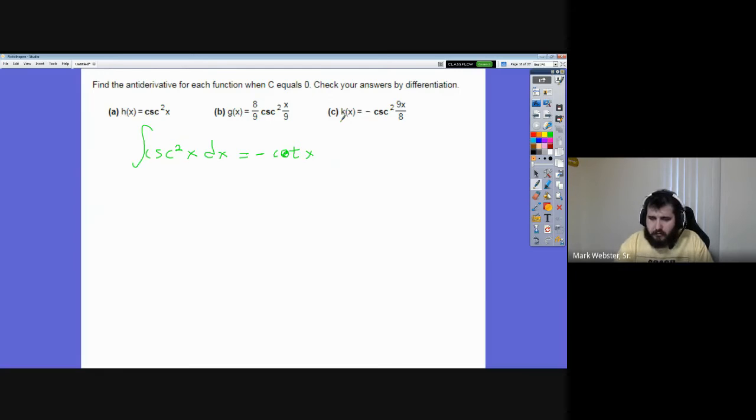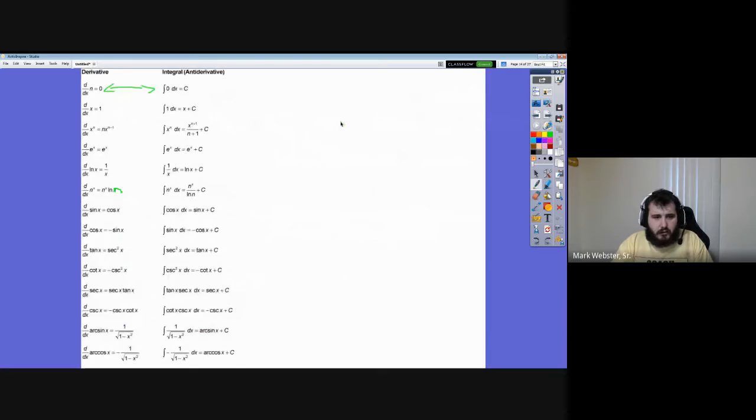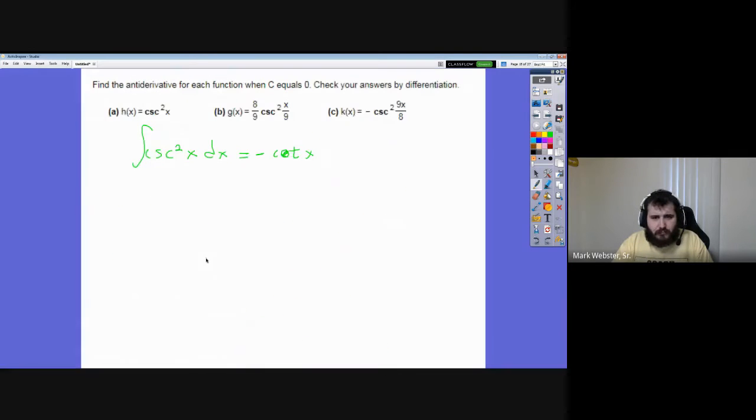All right, that's what I said. Cosecant and cotangent. Yeah. So the derivative of cotangent is negative cosecant squared. So the integral of cosecant squared had better be negative cotangent, right? That's it. And then again, plus c, but hey, c equals 0, so I'm done here, right?